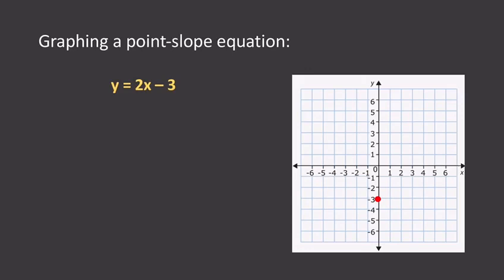To graph the next point, we need to use the slope. The slope in this equation is 2 over 1, since we only have 2. The 2 represents the rise, while the 1 represents the run. So we'll go 2 units upwards and 1 unit to the right, since the slope is positive. Here we'll plot our next point. Then I graphed another point so I can connect the dots.